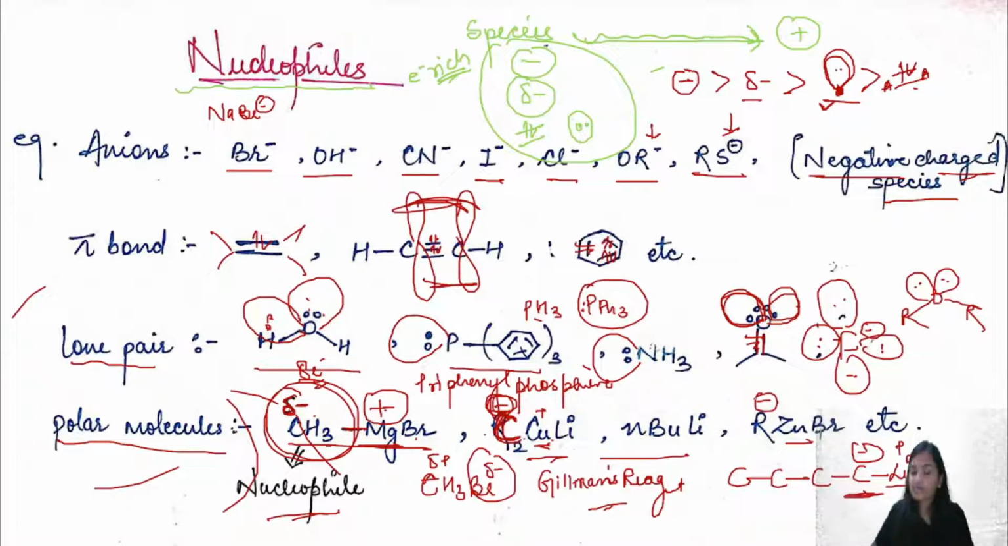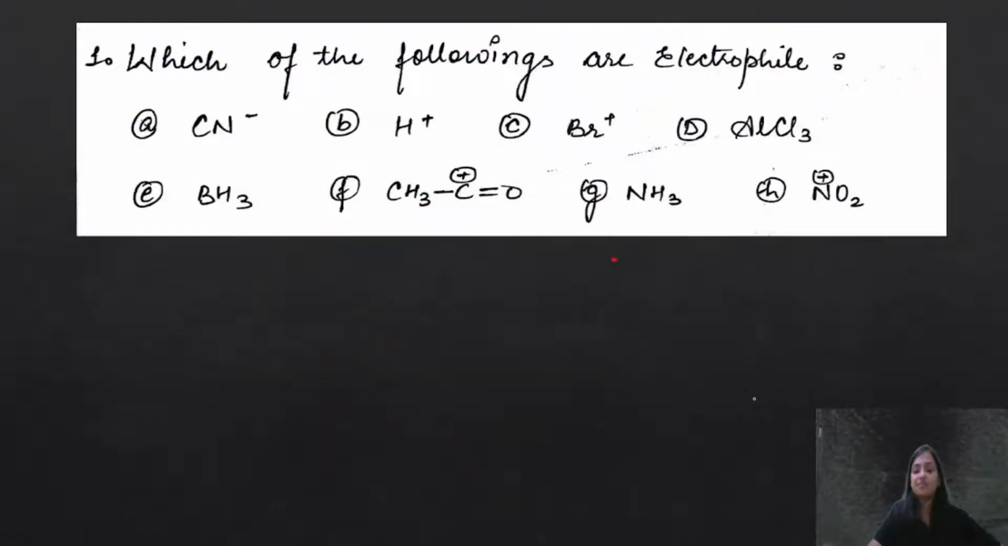So all such species are said to be nucleophilic. So whenever you have any electronegativity difference, see the species with a partial negative charge.